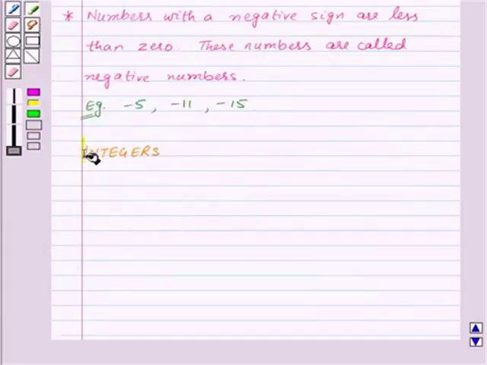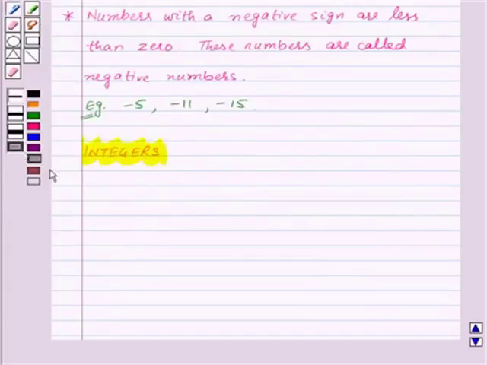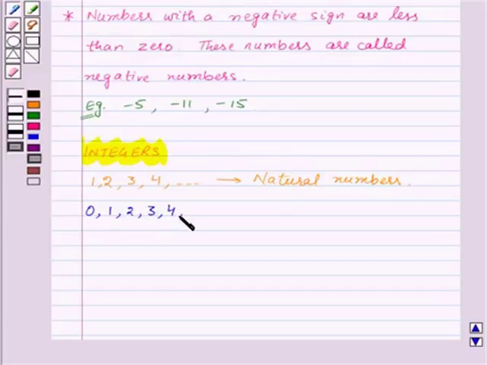Now let's see what are integers. Now we already know that the collection of numbers 1, 2, 3, 4 and so on are called natural numbers. Now if we include 0 with a collection of natural numbers, that is 0, 1, 2, 3, 4 and so on, then they are known as whole numbers.